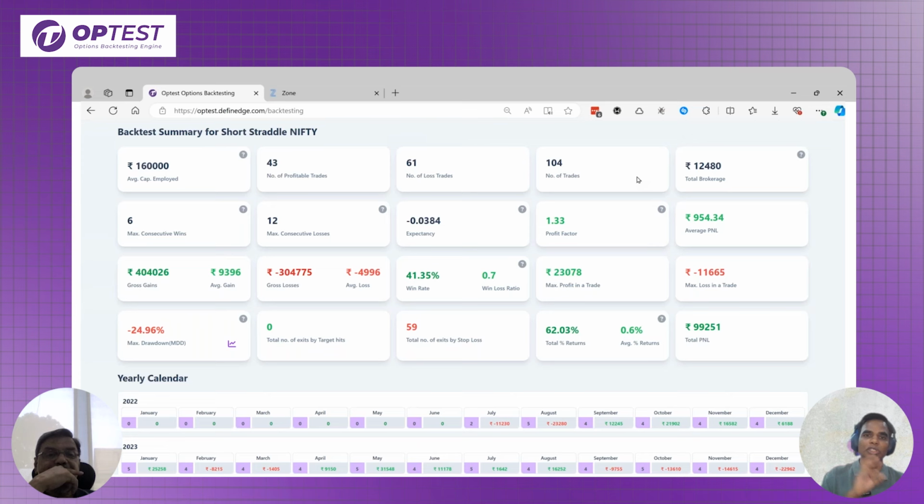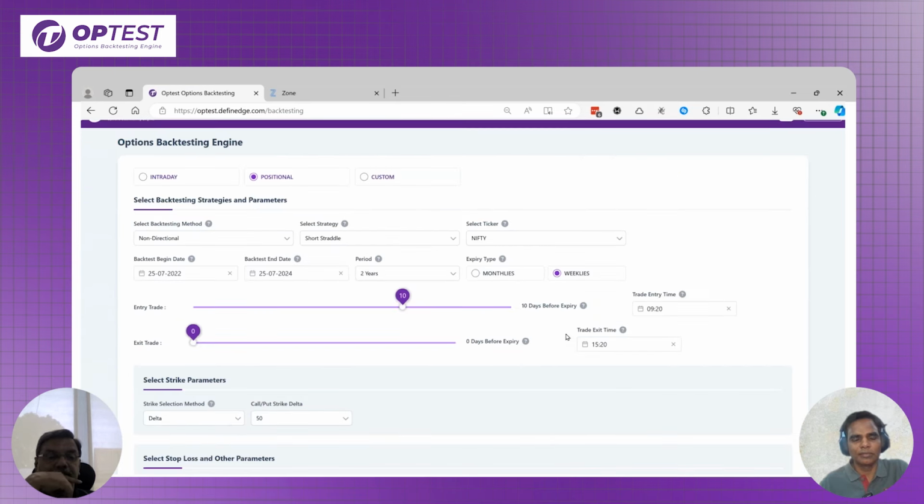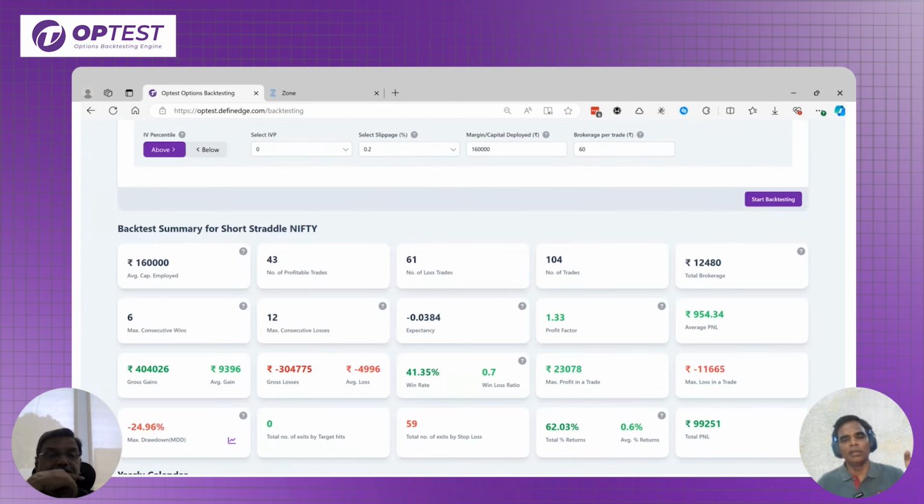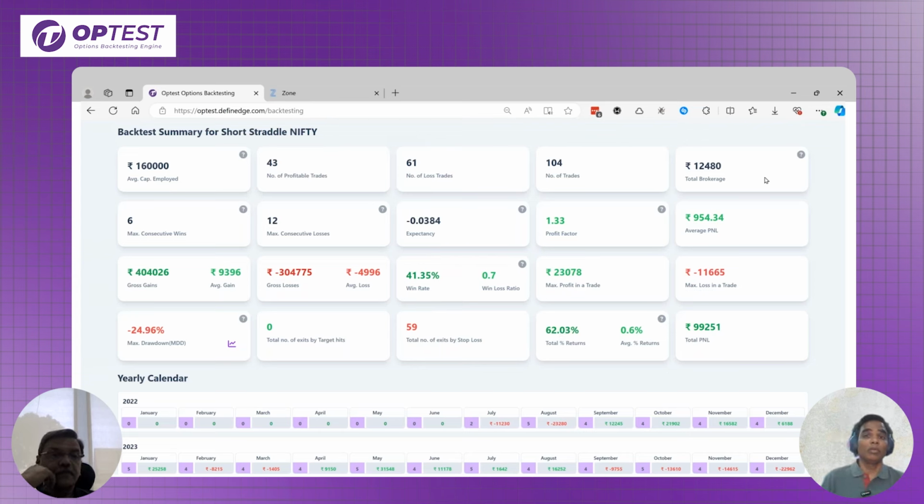So here we are doing positional, holding the position for almost 10 days, or weekly. There we are holding for 1 day only. And there the brokerage is very high and the number of trades is very high. But returns-wise, these positional returns are much better than intraday returns. But intraday returns will work out if you are doing it for a large quantity. That will be the advantage there. Otherwise, go with the positional short straddles.